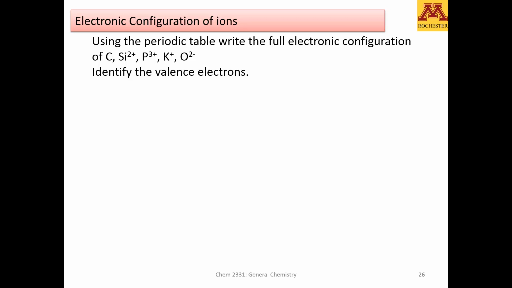Here we're being asked to write the electronic configuration of these ions. I will not do them all, but if you look at O2-, we know that the electronic configuration of oxygen is 1s2, 2s2, and if it were neutral, it would be 2p4. However, we have two extra electrons. So instead of 4 electrons in the p, we'll have 2 more. That is 2p6. This means that the whole level is a full shell.